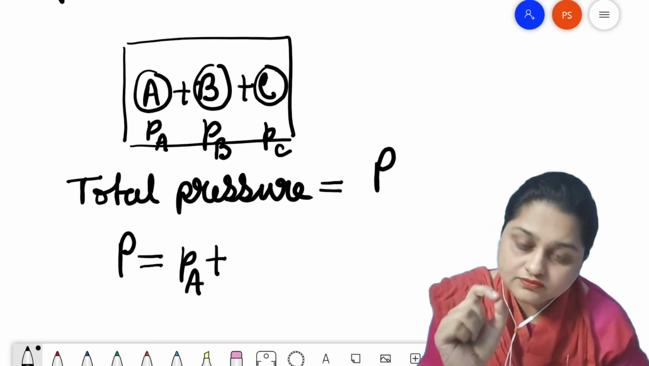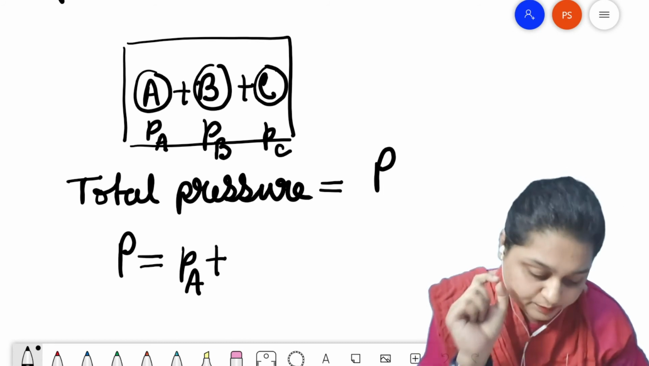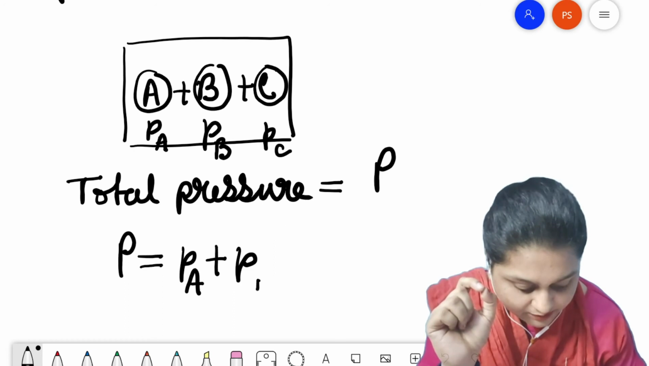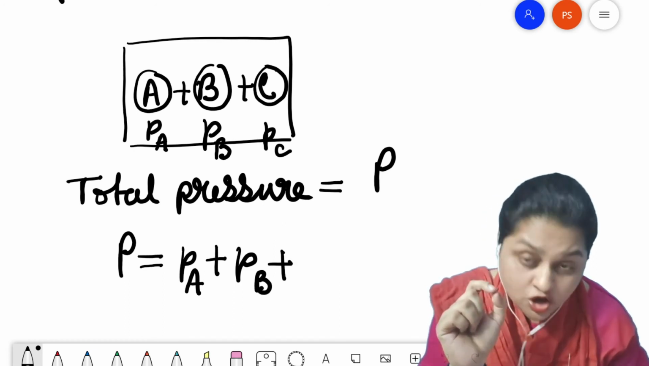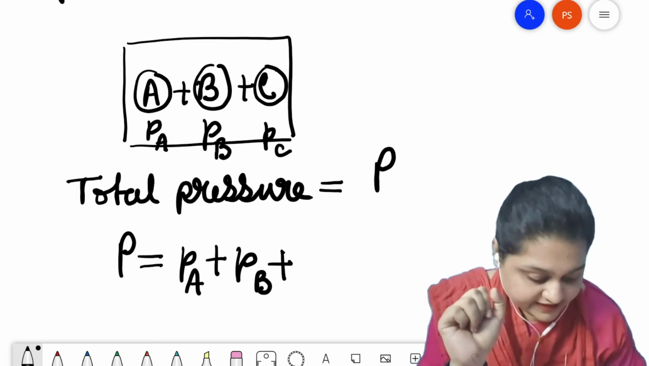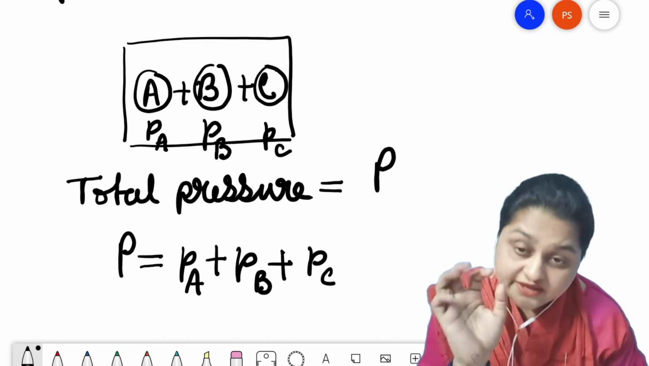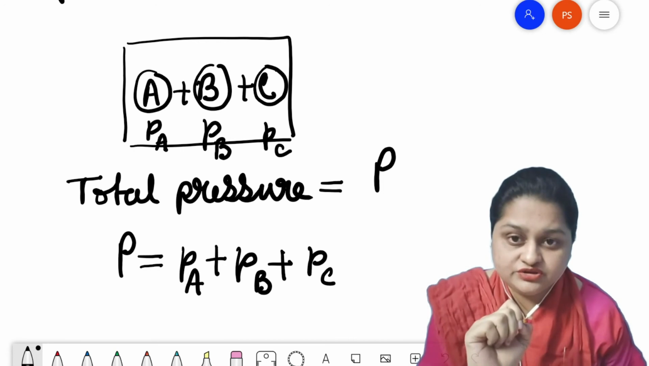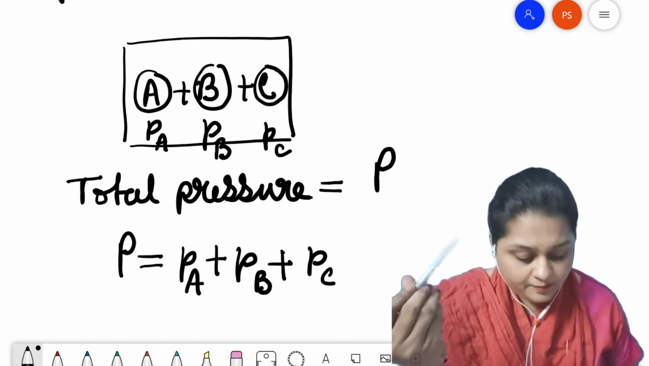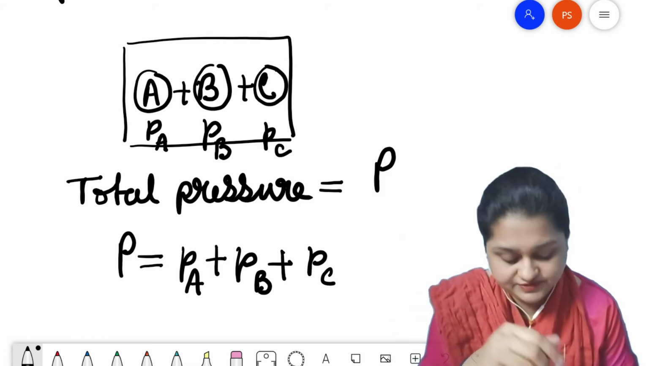plus the contribution of pressure coming from component gas B, which is Pb, plus the contribution of pressure coming from the component gas C, which is Pc. This contribution of pressure from the individual component gases is known as the partial pressure of these gases.